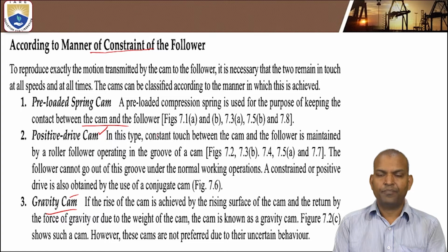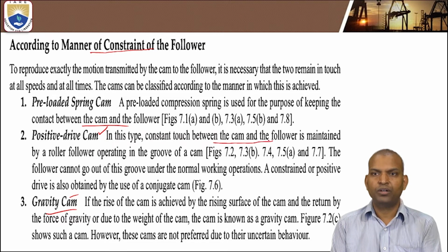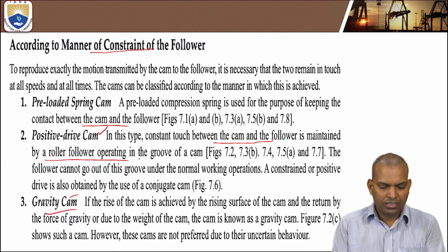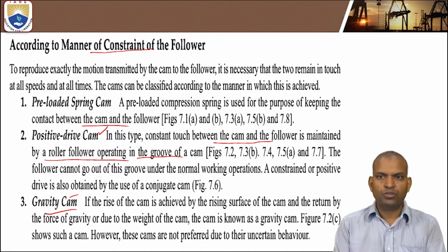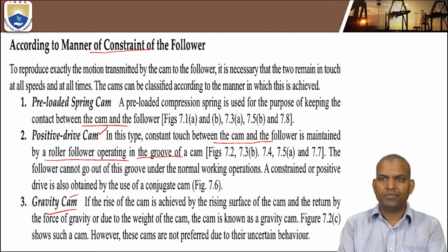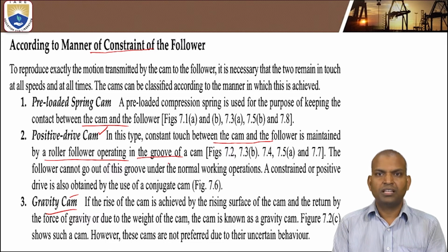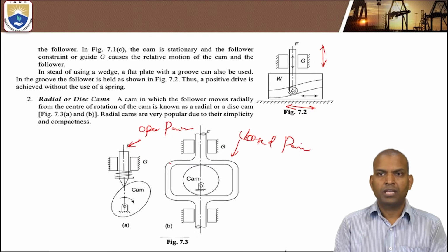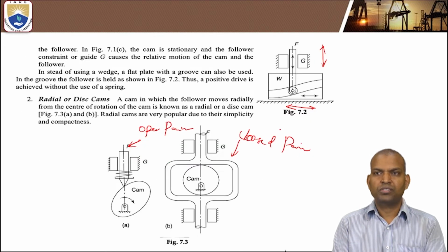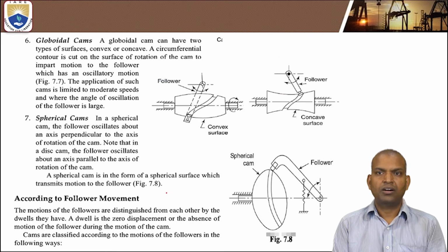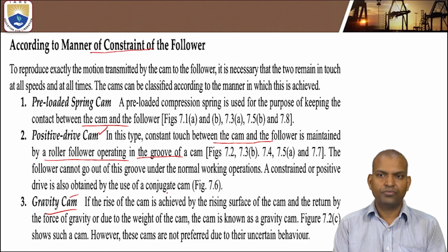Next, positive drive cam. Here constant touch between the cam and follower is maintained by a roller follower operating in a groove of the cam, as you have seen before. These all come under positive drive cams, 7.2, 7.3. These are the grooves of the cams. All of these come under the category of positive drive cam.